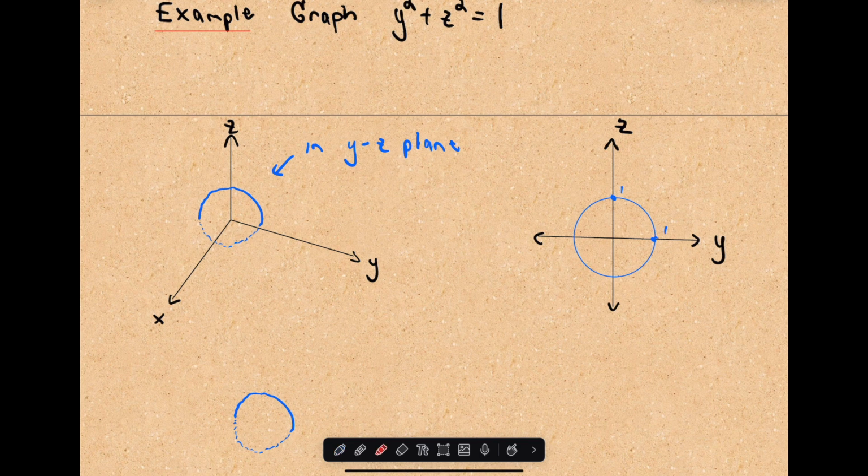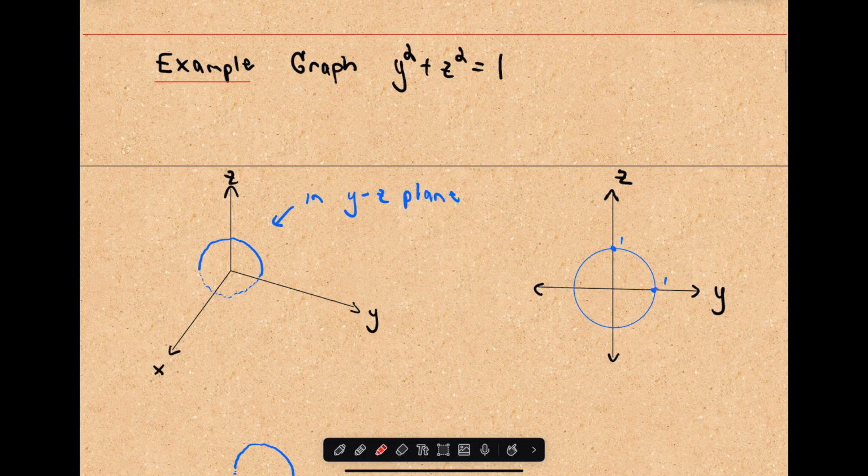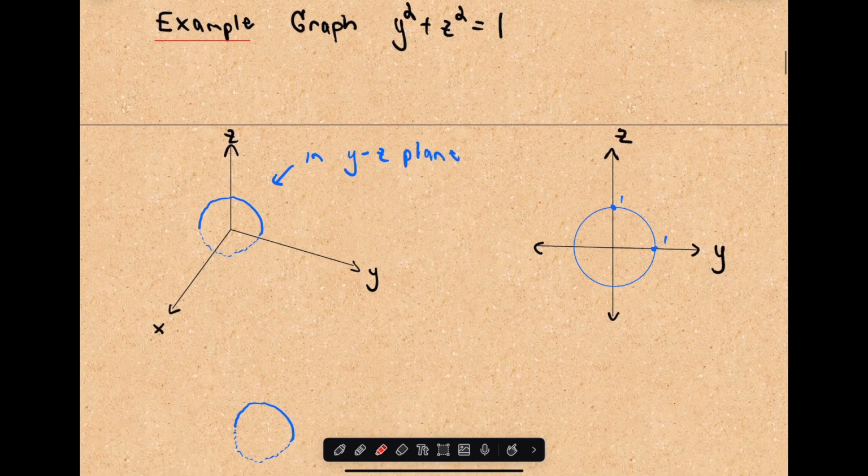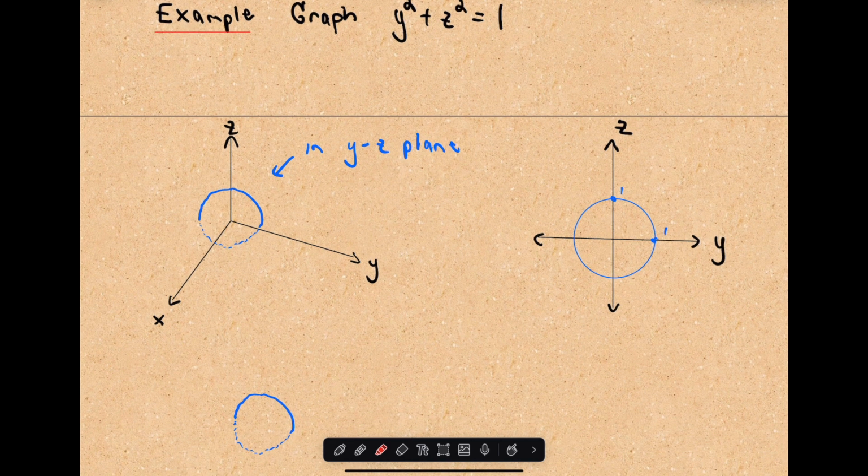So imagine taking the circle in the yz plane, and that's what I'm trying to do on my graph on the left. Again, by using the same reasoning as before, notice that x is not present in this equation, right? The x is missing. So you can now imagine taking that object and stretching it along both the positive and the negative x-axis.